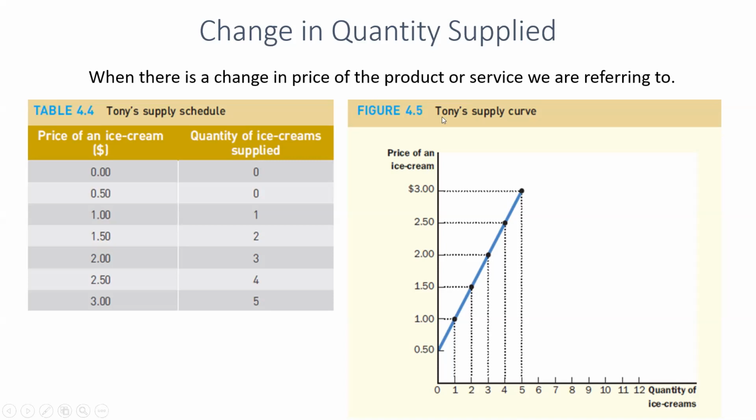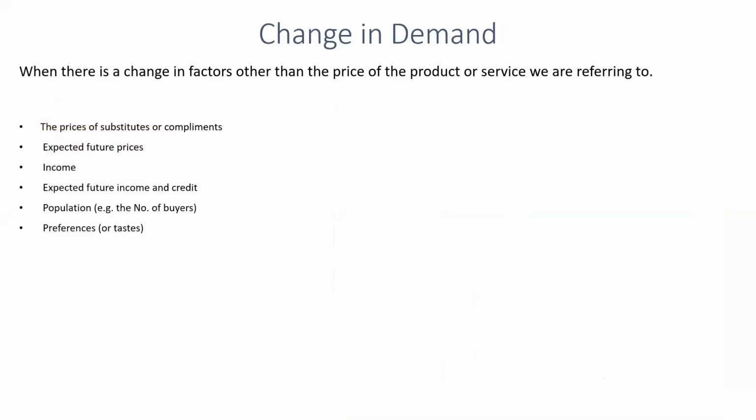However, so what we just saw was quantity demanded and quantity supplied. That is different to demand and supply. So we would say there is a change in demand if something other than the price of that particular product or service changes. So what could that something else be? It could be the price of a substitute or a complement. It could be an expected future price. It could be your income. It could be expected future income and credit. It could be the population. For instance, if the number of people who like that particular product increases, the demand is going to increase as well. And preferences or taste as well.